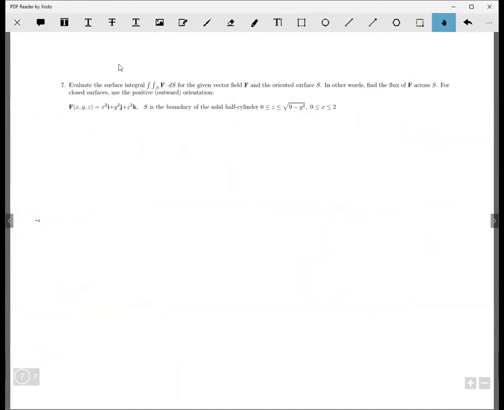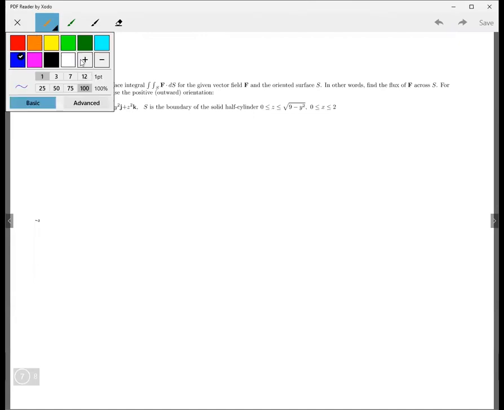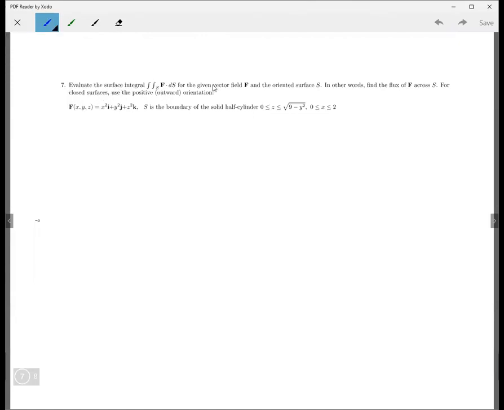Okay, so number 7. Here we have: evaluate the surface integral for a given vector field F and oriented surface S. Find the flux across S. Okay, so here's the vector field. And then S is the boundary of the solid half cylinder. So z goes from 0 to the square root of 9 minus y squared, and x goes from 0 to 2.